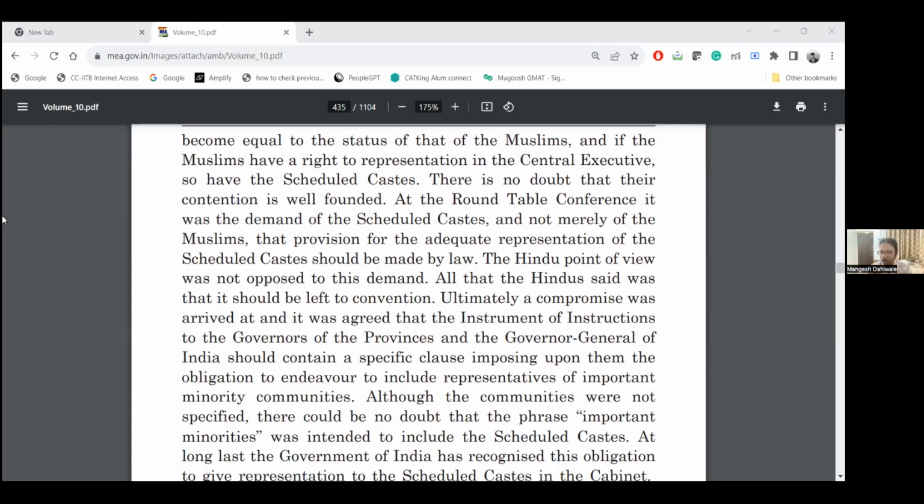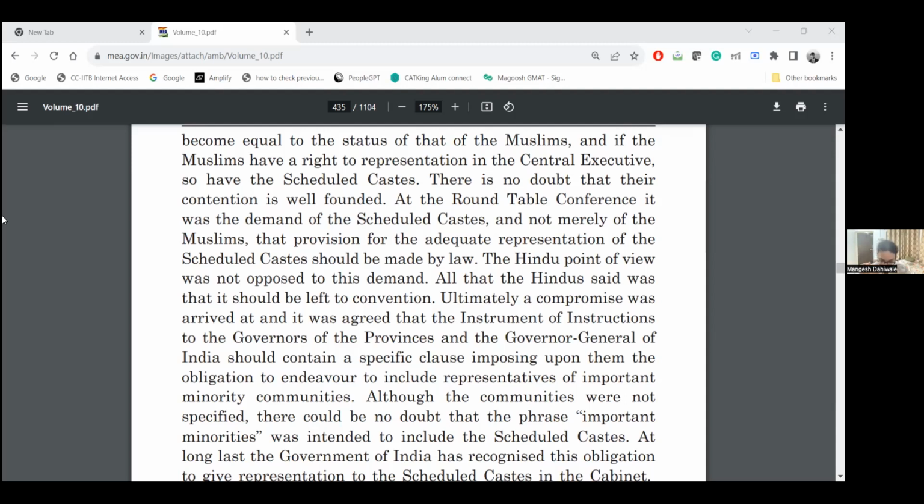This memorandum looks just like another policy memorandum. It's not. It's very deep. It's a very historical document, coming straight from the pen of Dr. Babasaheb Ambedkar, having such a far-reaching impact in the history of India.